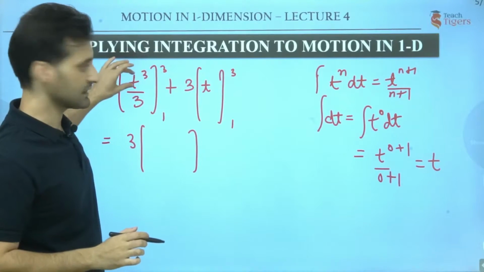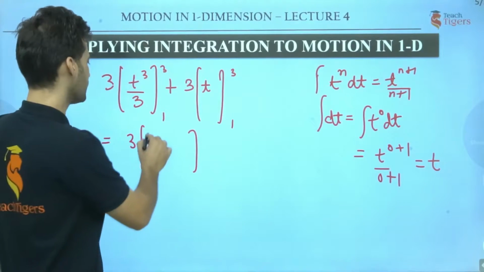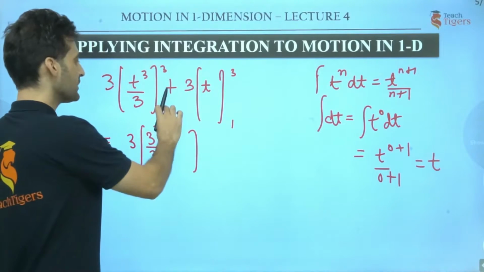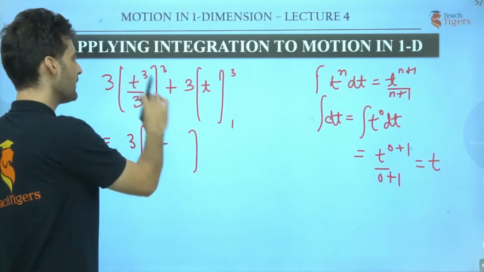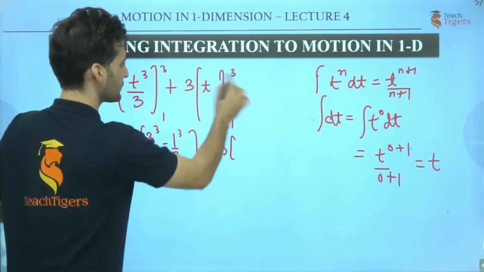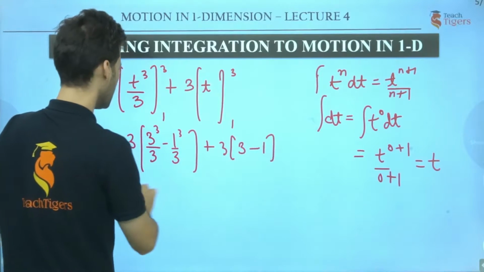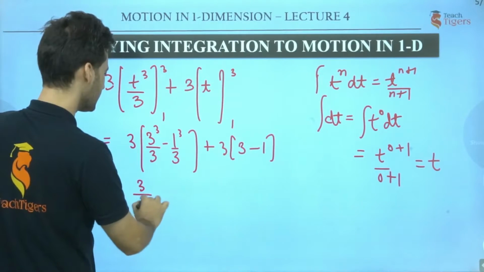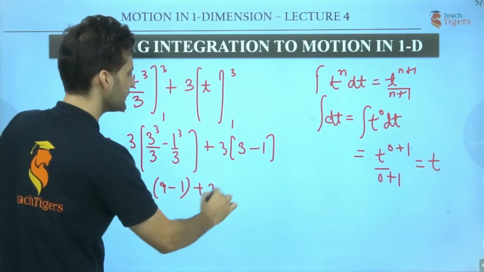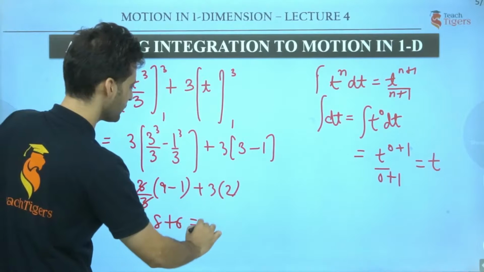You first put the upper limit in t. Replace t with the upper limit. Upper limit is 3. So you put it like this, 3 cube by 3, then put the negative sign, then put the lower limit in t. So I am replacing t with 1, so 1 cube by 3. Similarly, there also, 3, put the upper limit, minus, put the lower limit, 1. So here it is. Now I can simply solve it. Let's take this 3 outside, and inside it will become 9 minus 1 plus 3 into 3 minus 1, 2. So you solve it, you will get 8 plus 6, and how much are you getting?